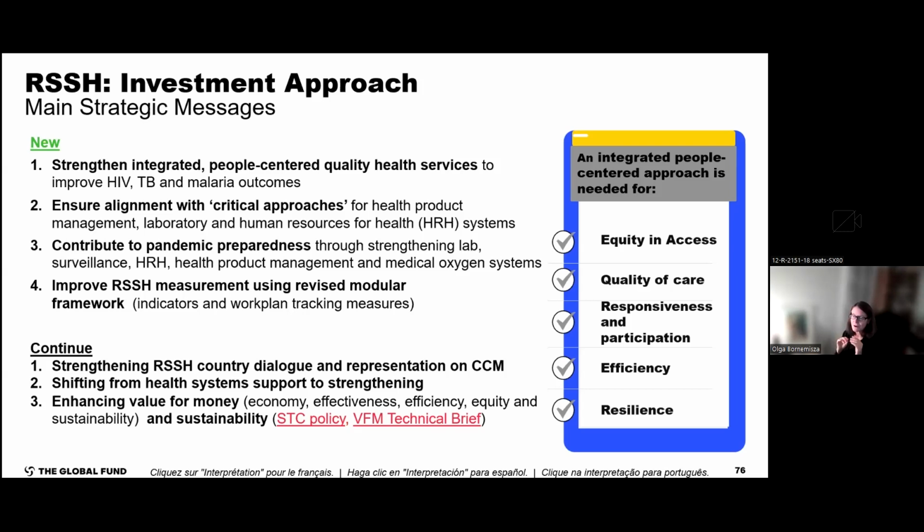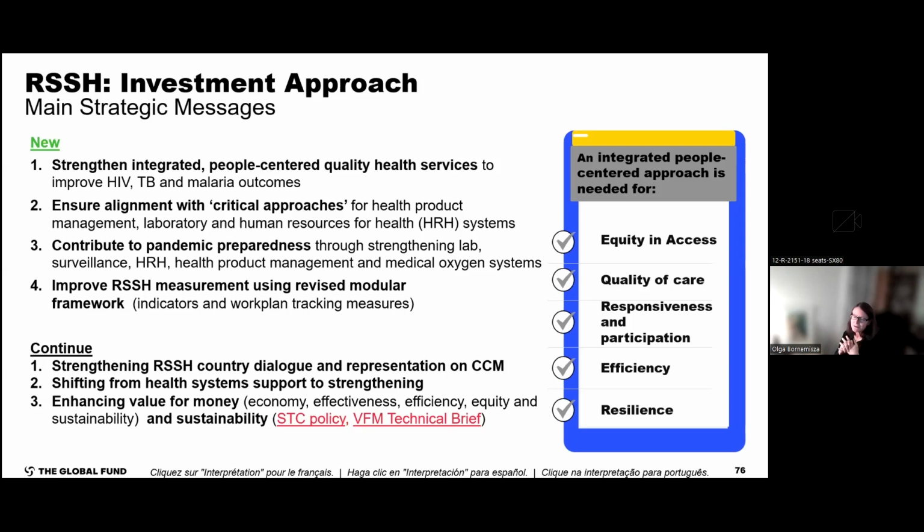Okay, just a few notes on what we want to continue to emphasize. This goes back a little to some of the questions that we've seen. We really want to strengthen RSSH country dialogue and representation on the CCM, and I'll talk a bit more about that at the end. We want to continue, and this is very much pushed by the TRP, a shift from short-term, very input-based health system support where you're really filling gaps, to thinking more about long-term health system strengthening. What do we need to do in 3 years? Where do we want to be in 6 years? Where do we want to be in 9 years? And trying to conceptualize your RSSH within this longer time frame so that it's less fragmented and short-term.